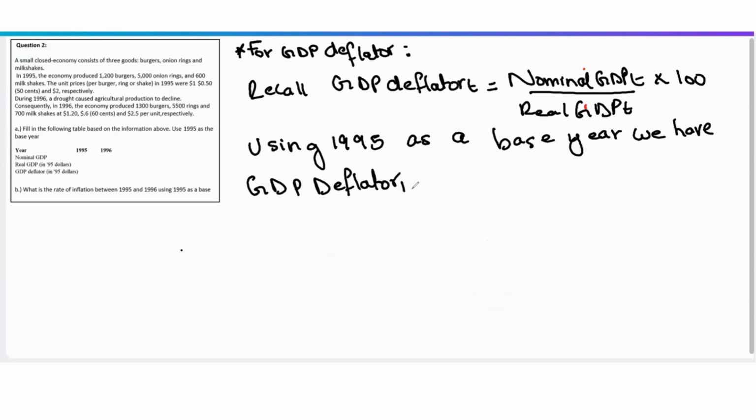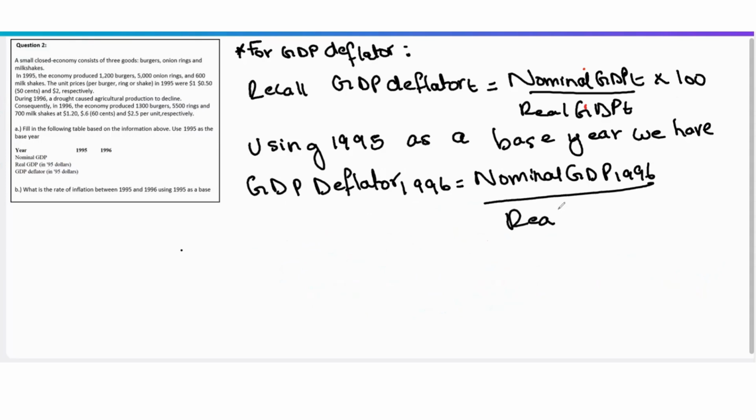GDP deflator for 1996 is going to be the nominal GDP in 1996 divided by the real GDP in 1996, times 100, and this is stuff we already calculated in part one. Remember, whenever you're calculating real GDP, you need to look at what the base year is, because real GDP is calculated using constant base year prices. So here the base year is 1995.